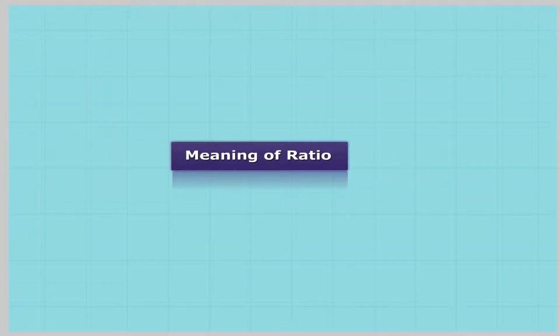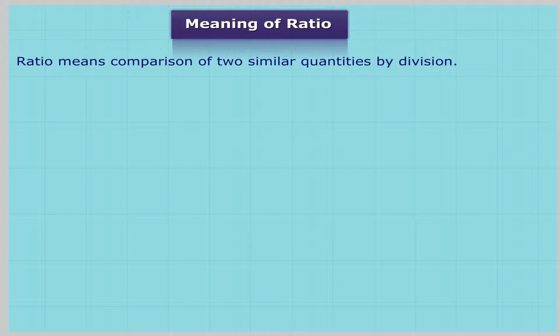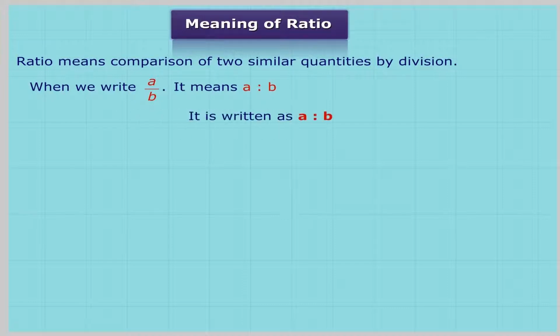Comparing quantities. Meaning of ratio. Ratio means comparison of two similar quantities by division. When we write A upon B, it means ratio of A to B. It is written as A colon B.